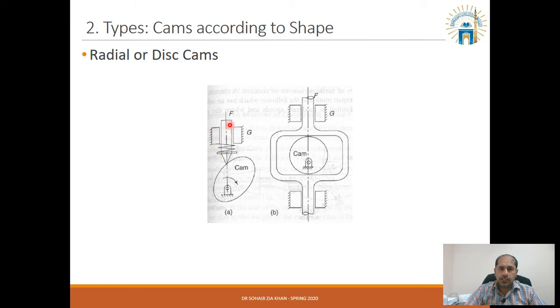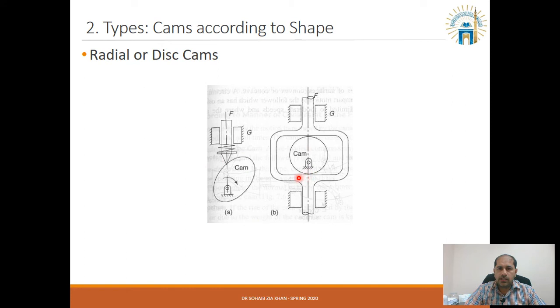These are the guides, and we have a follower. Again, you can see that the spring is attached, which makes sure that it will remain in contact with the cam profile. If the cam moves in this direction, clockwise, then this lower part will come on this side, which allows the follower to go down. Once this part moves up to this point, you can see this larger diameter will come over here, and this will force the follower to move up.